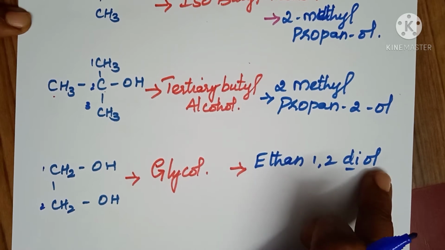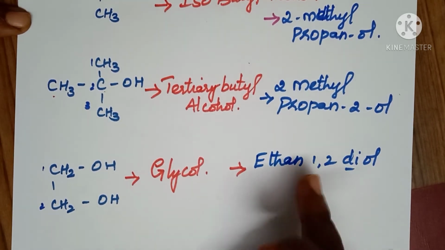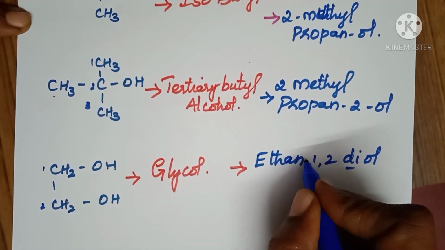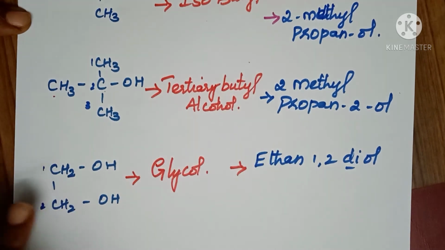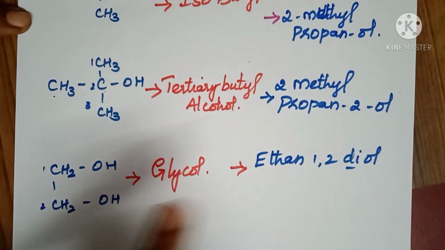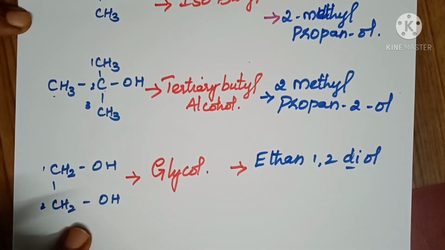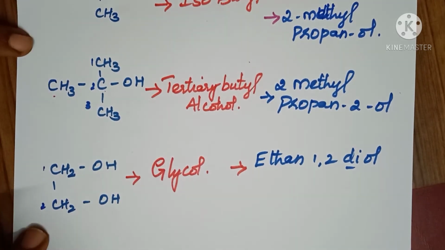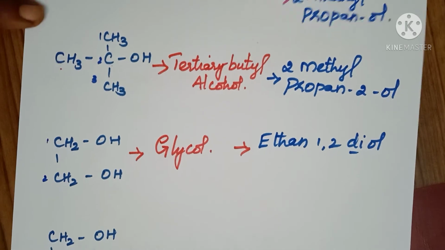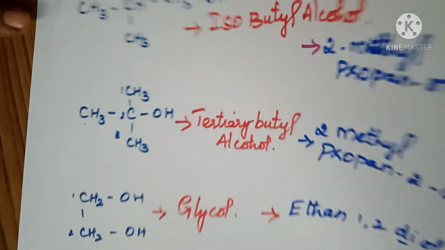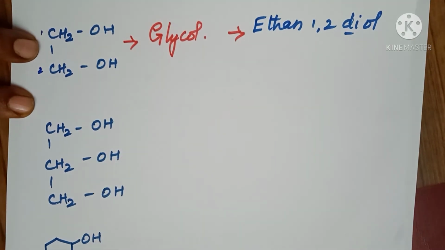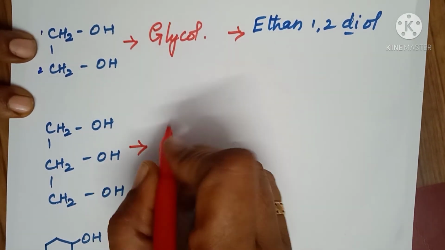And then ol, it is an alcoholic group. 1, 2: this is the first carbon and this is the second carbon. Ethane, you just remove that E. Instead of that, OL is attached. So ethane-1,2-diol, it's the IUPAC name of glycol. Glycol is the common name of this compound, CH2OH, CH2OH. Now, next one, it is the same thing but 3 hydroxyl groups are attached over there. Now, what is this name? It's a glycerol.